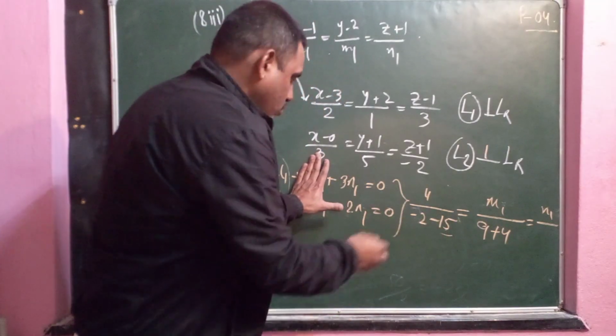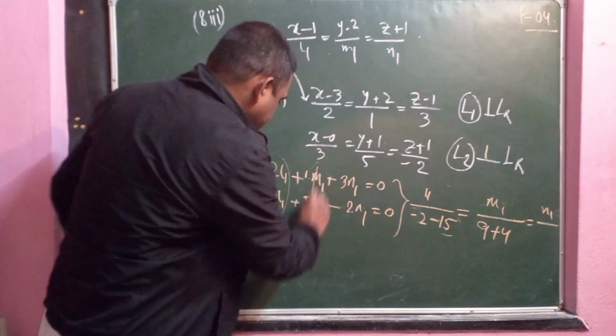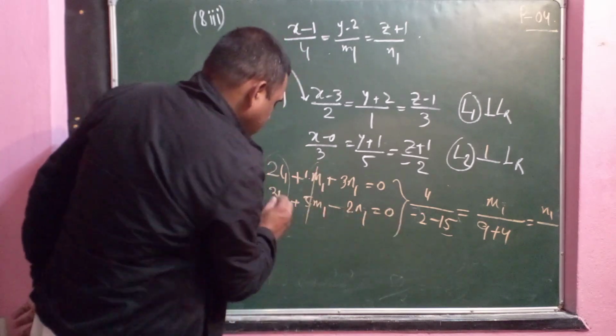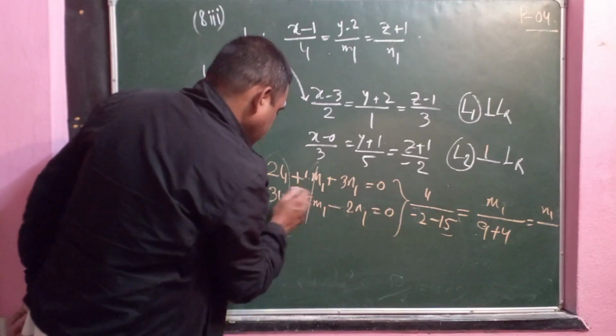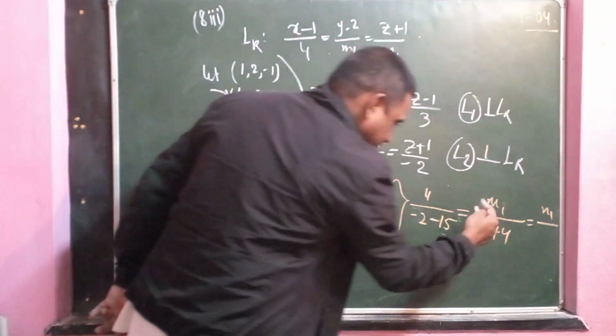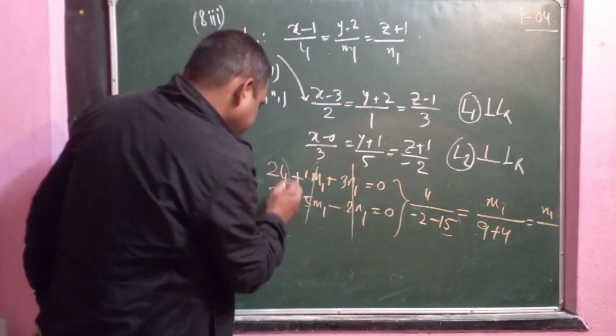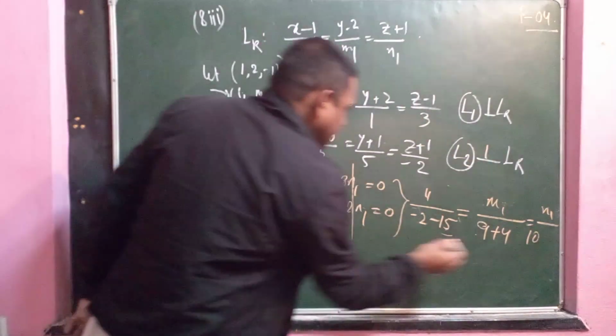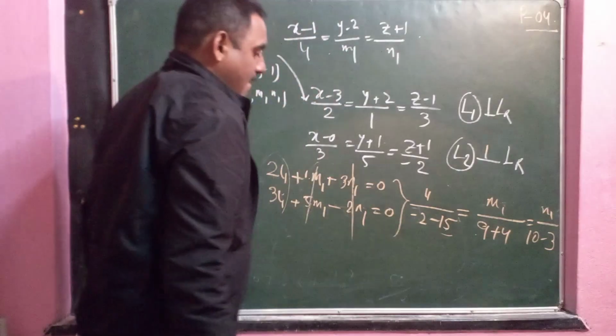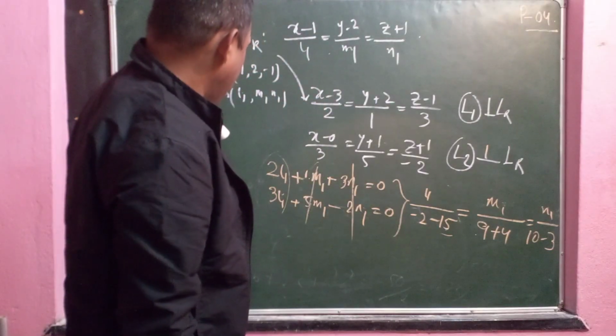Now M1, to calculate M1, erase this. 2 into minus 3 into 3, 9, minus 2 into minus 2, that is minus of minus 4. Now N1, 2 into 5, 10 minus 3. Okay, correct.